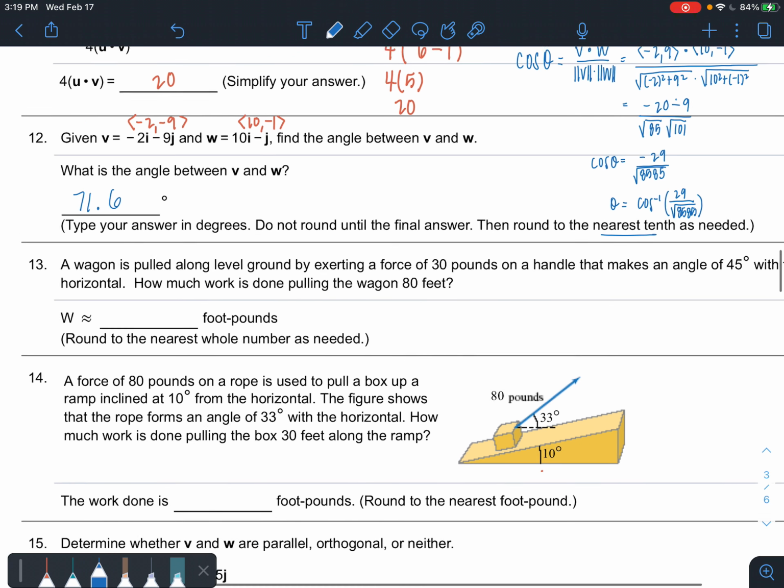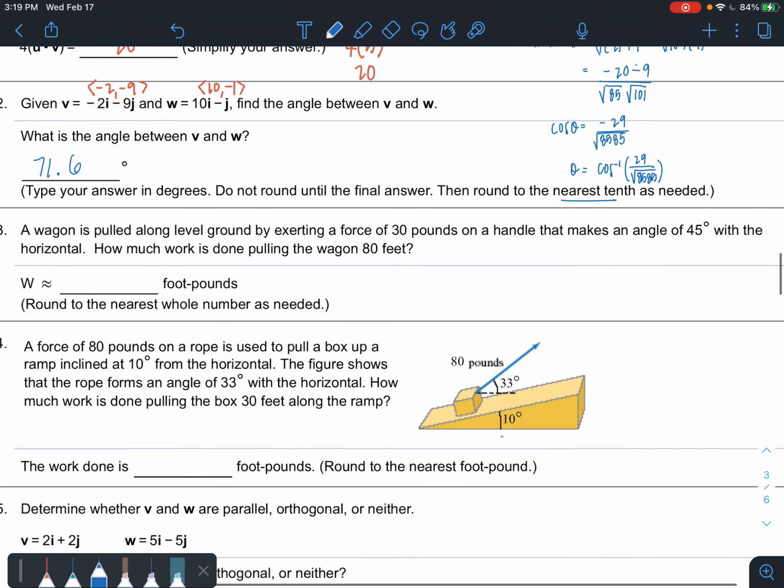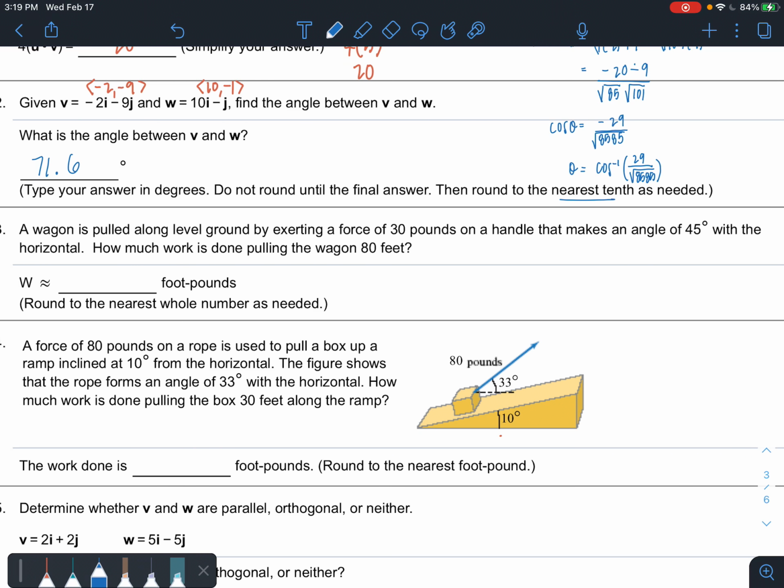All right, 13. A wagon is pulled along level ground by exerting a force of 30 pounds on a handle that makes an angle of 45 with the horizontal. How much work is done by pulling the wagon 80 feet? So we need our force vector and we need our direction vector, or distance vector.